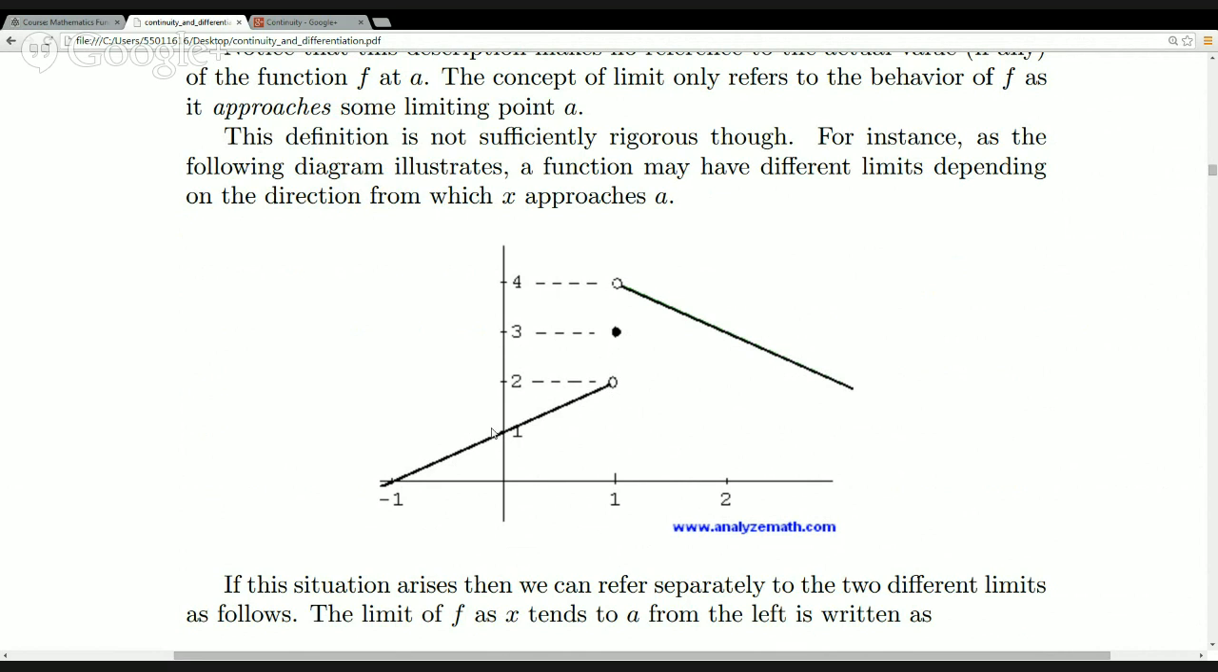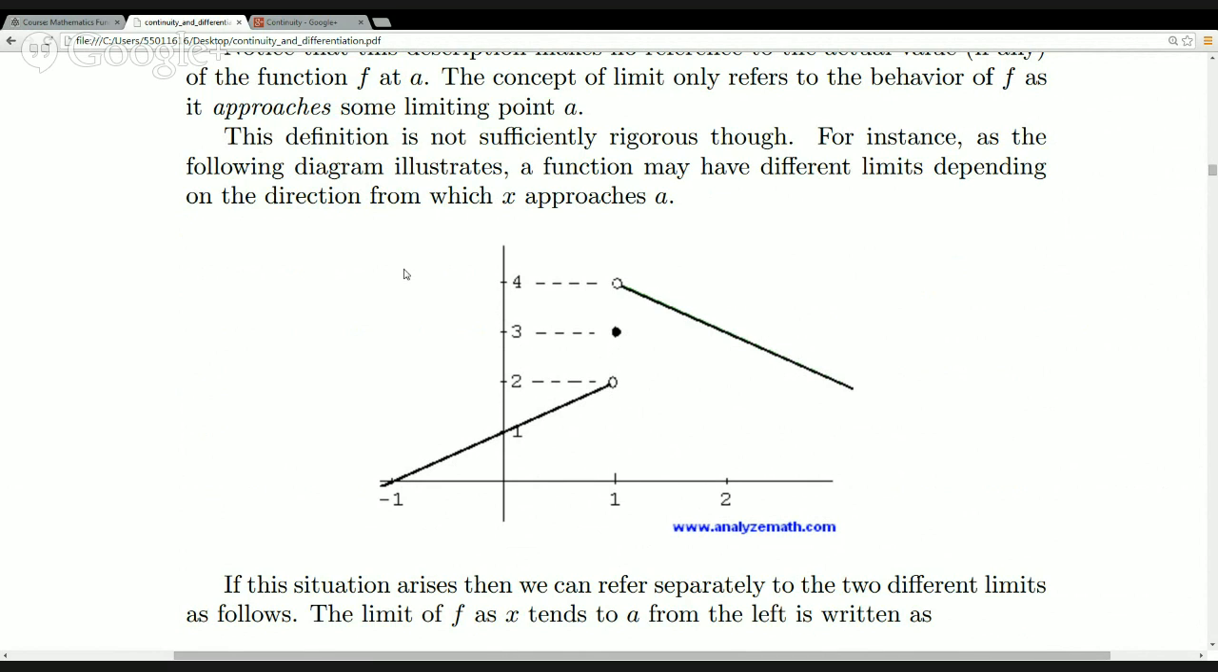Because 2 is the number that the function values get closer and closer to as x gets closer and closer to 1, but from the left, or from the values less than 1. However, as you can see, if you let your argument x get closer and closer to 1 from the right-hand side, so through values strictly greater than 1, then the limiting value of the function you're seeing is 4, because the function values are creeping up here, and they're getting closer and closer to 4.